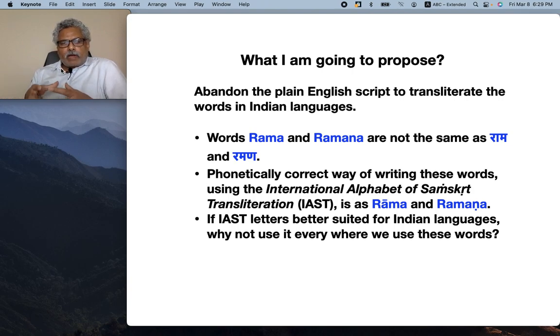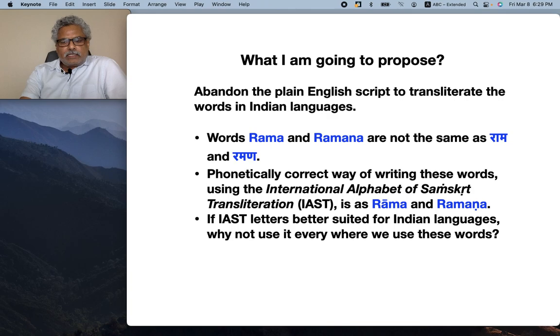Then why are we struggling, writing all these Indian names everywhere, in newspapers, websites, and documents, and then pronouncing them incorrectly? When there is an alternative, why not use that alternative to represent the words?